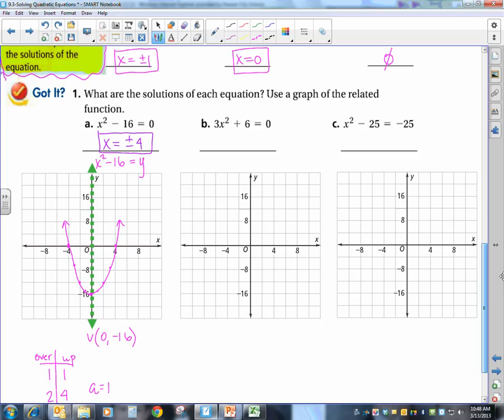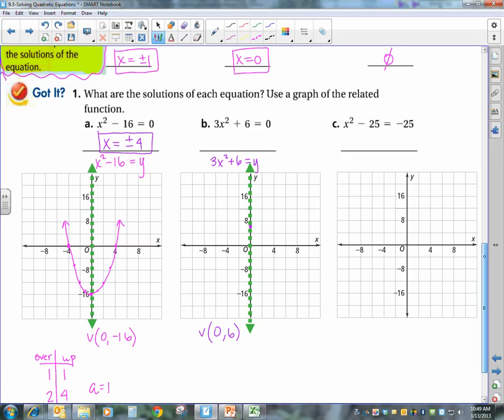All right, let's look at our next one. And this one, 3x squared plus 6 equals 0. Again, we're thinking about 3x squared plus 6 equals y. It's in that same format, so hopefully you recognize that the vertex is at 0, 6. So I'm going to go ahead and go up to 6. I'm going by 4s again. So that's 4, and halfway between 4 and 8 is 6. My axis of symmetry is the vertical line through my vertex.